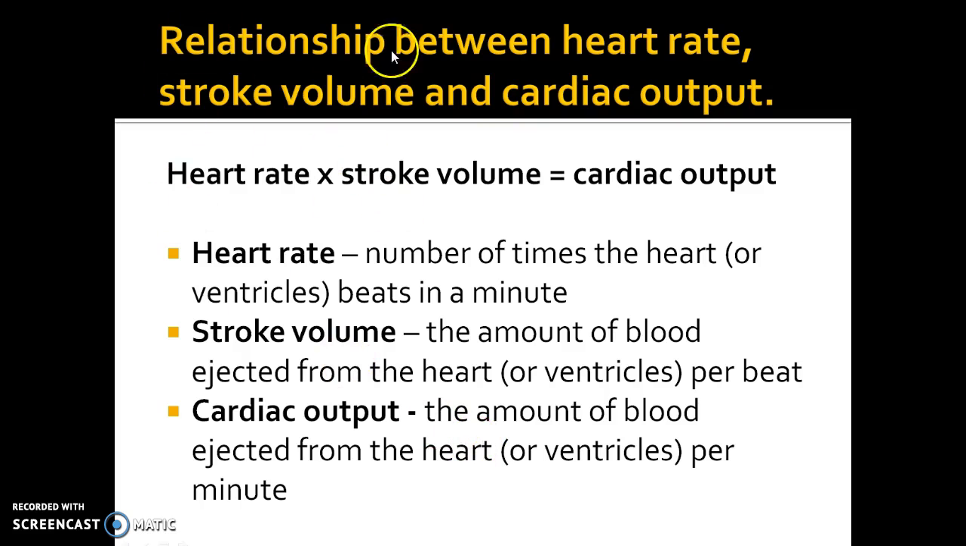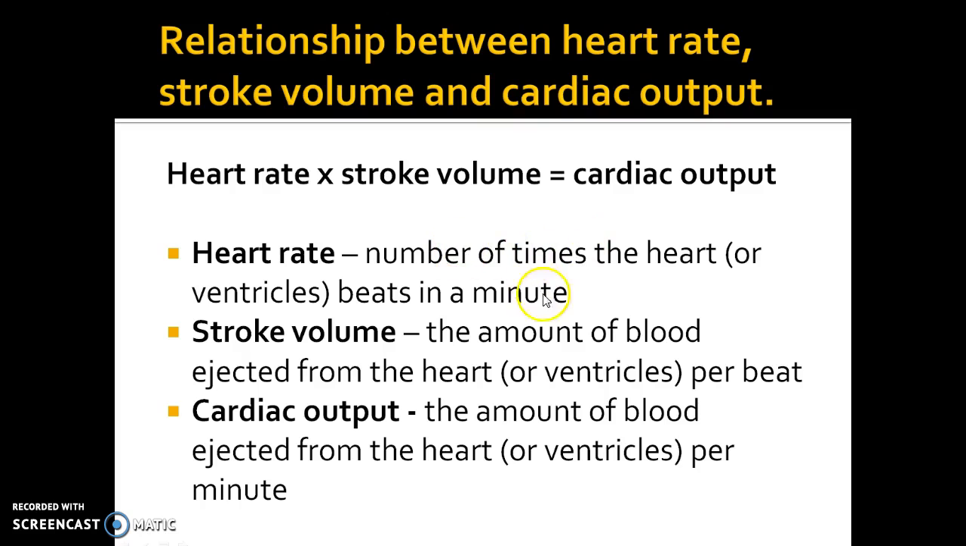So this is your relationship. This should be in your core notes now. So the relationship between heart rate, stroke volume and cardiac output is as follows. Heart rate times stroke volume equals cardiac output. What does that mean? Well, it means the number of times your heart beats in a minute times the amount of blood that is ejected from the heart per beat equals the amount of blood ejected from the heart per minute. So you can start to see now that there are some subtle differences here.